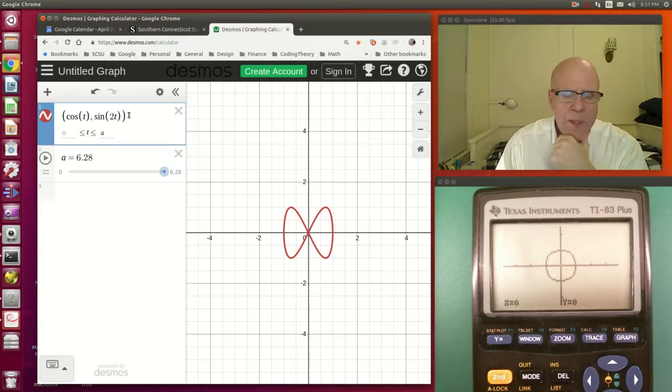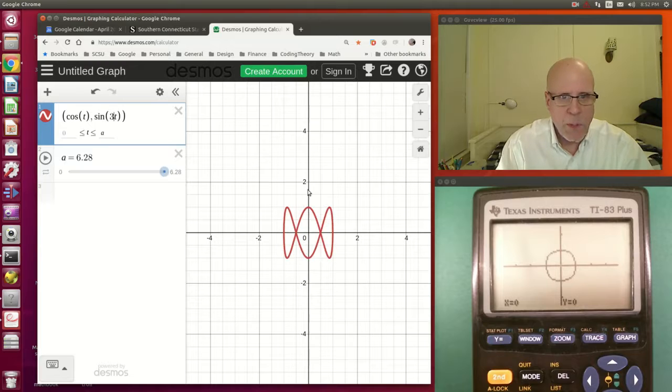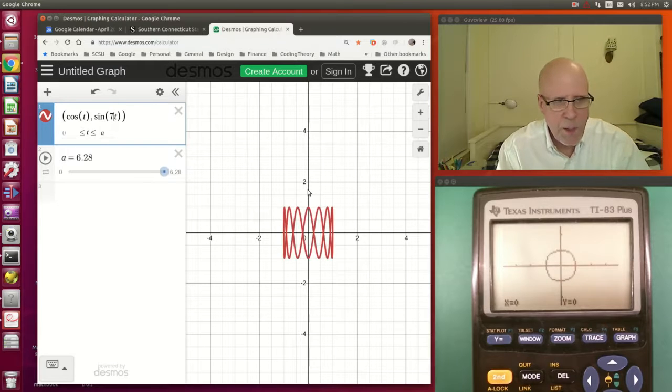scale in the y direction. No, it's not a scale. It's a frequency change in the y direction. Oh, I get an infinity sign. If I go up to 3 of them, I get that. If I go up to 7 of them, I get this.